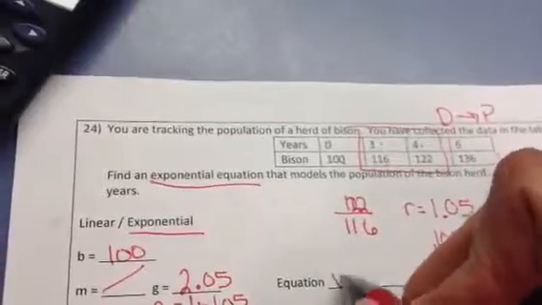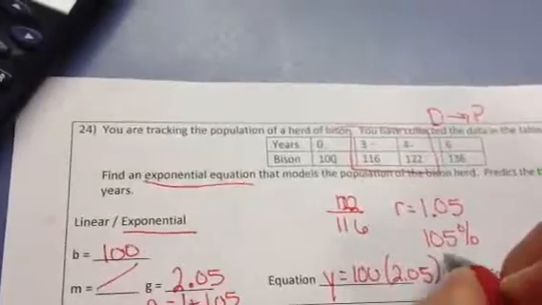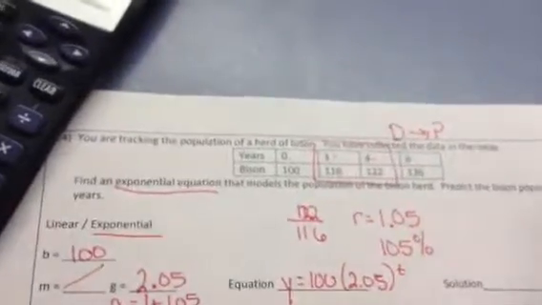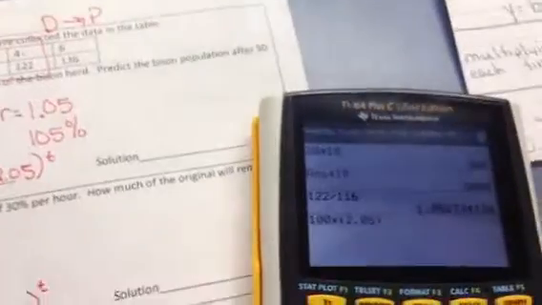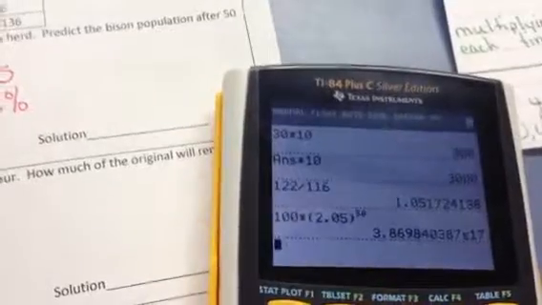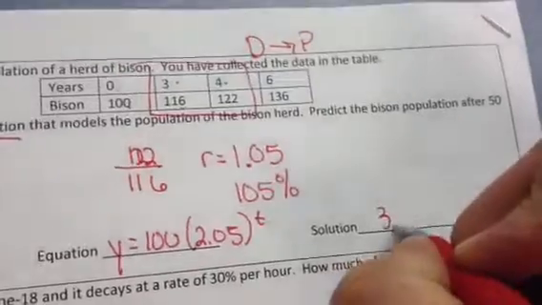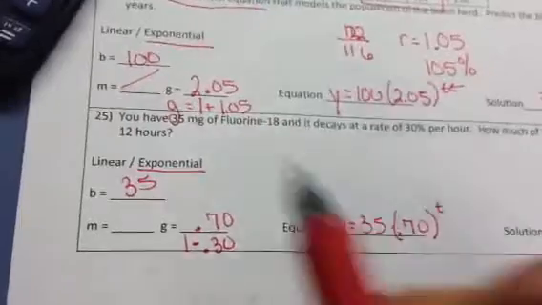So here's my equation. Y equals B times my growth factor, and I'm going to use T for time because X doesn't really work. Now I'll put 50 in there. So 100 times, and then you can do parentheses, and I'm going to put 50 in there, and I get, let's just say, 3.9 years. Again, I just put 50 into my calculator and rounded. So I got this one started.